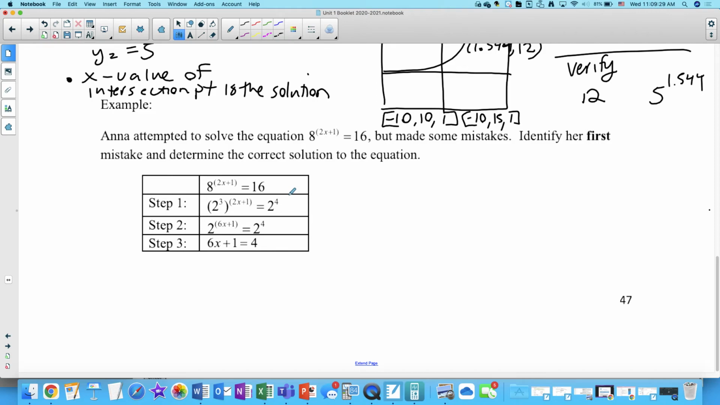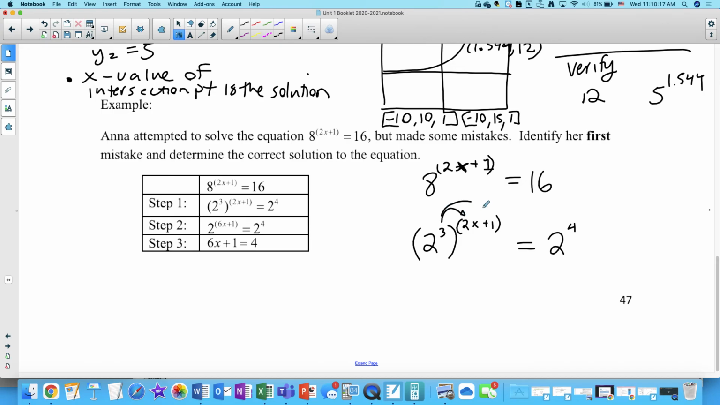Okay? So if we have this, 8 to the 2x plus 1 equals 16. What do you think we're going to do first here? Yes, make the bases the same. What base will work for 8 and 16? 2, right. So I can write 8 as 2 cubed, to the 2x plus 1, equals 16 is 2 to the 4. And then over here I need to distribute. So this gives me 3 times 2x is 6x plus 3 times 1 is 3.